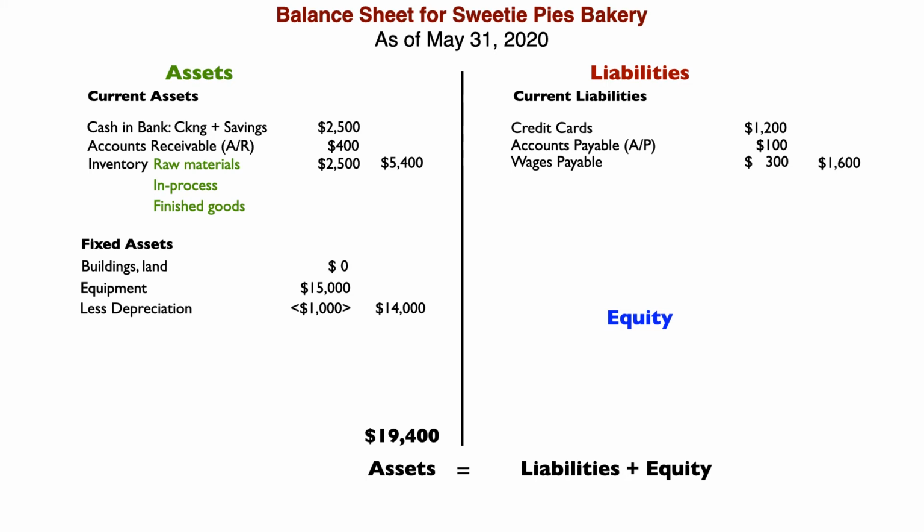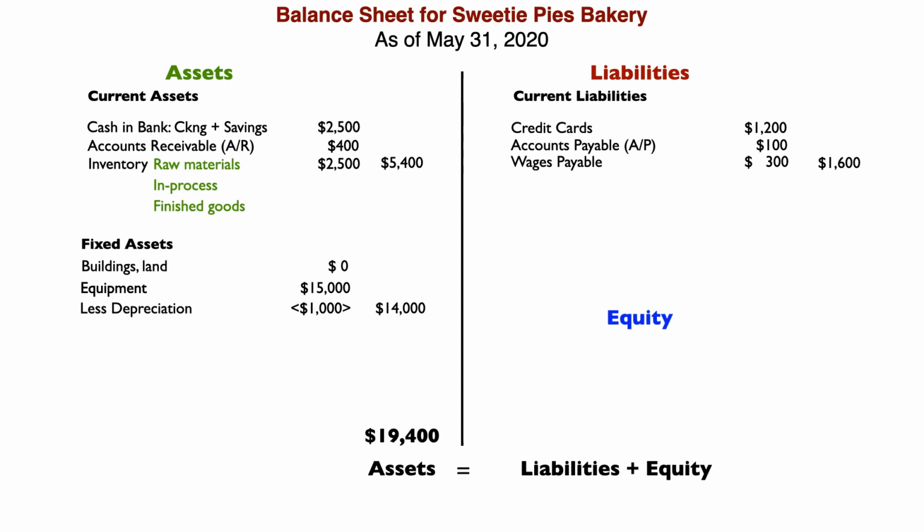She also has an employee which she pays every 2 weeks. As of May 31st, she's halfway through that pay period and owes that employee $300. Hasn't actually paid them yet because it's not the end of the pay period, but she does legally owe that person a wage. If we add up current liabilities, we see it comes to $1,600.